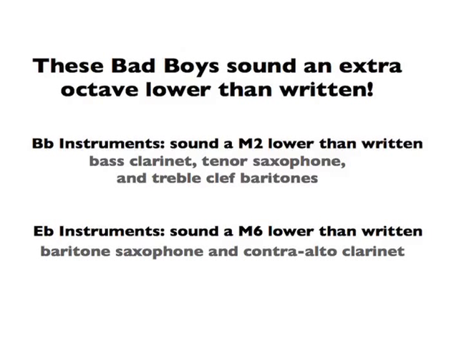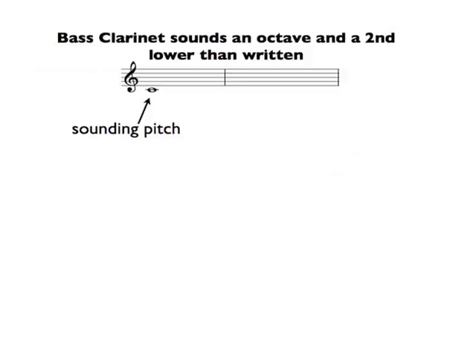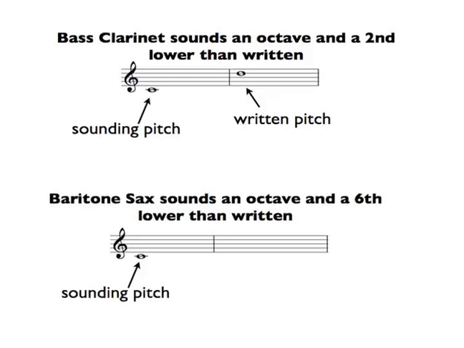So a bass clarinet actually sounds a second and an octave lower than written. And a bari sax, well, it sounds a major sixth and an octave lower than written. So the sounding pitch of C will be written way up here for bass clarinet. Why? Because it's a major second, it's a B flat instrument, and an octave. And the same sounding pitch of C will be written here for a bari sax to play, a major sixth and an octave. I'll throw a couple of these on Wednesday's quiz just for extra credit.